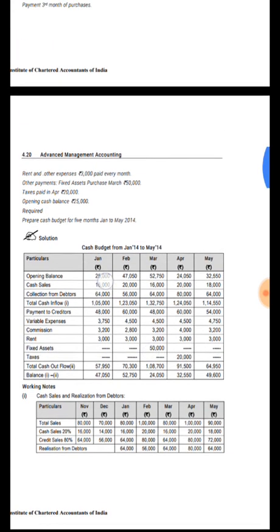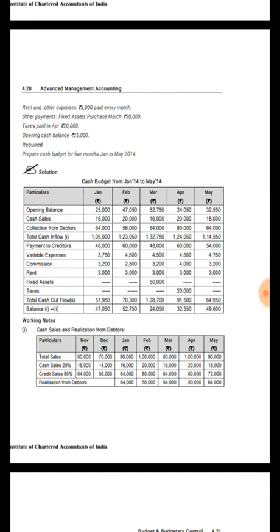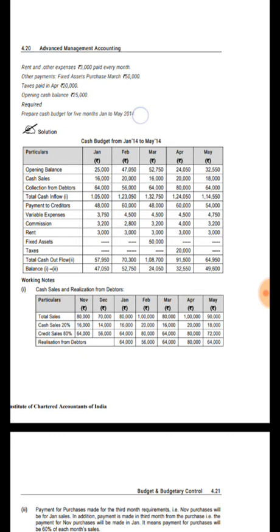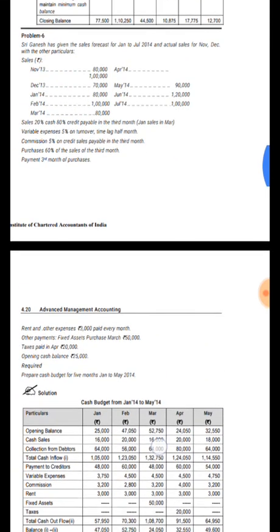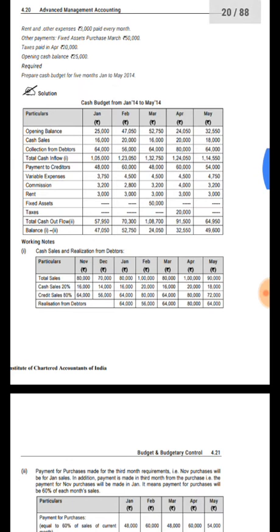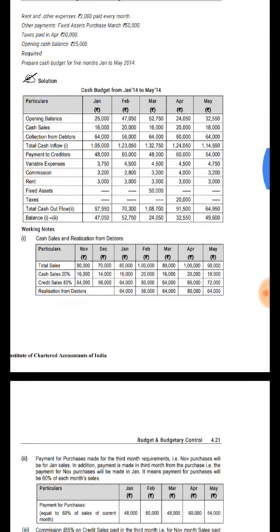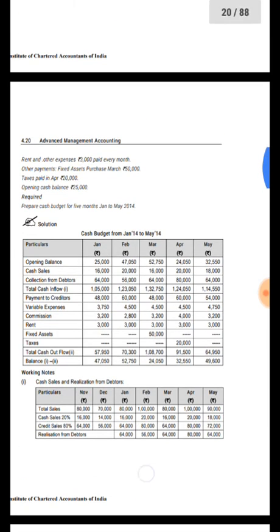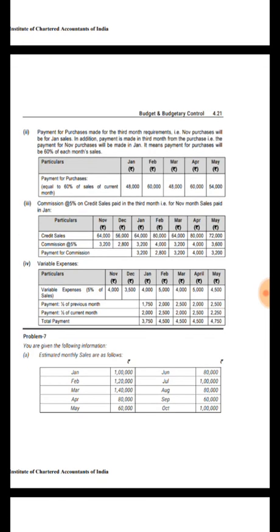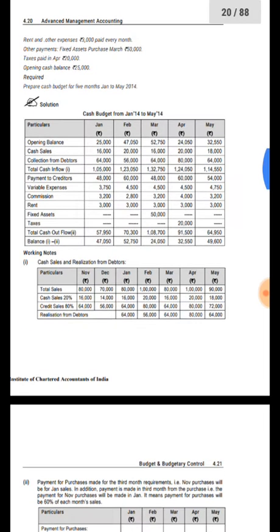now just come to this January column. Opening balance 25, cash sale, credit sale, total cash inflow 1,05,000, then payment to creditor, this 48,000 will go out. Then variable expenses there is 3,750, then commission 3,200. That's it. From here what we could take is purchase, commission and variable expenses. Purchase, so where is it? Purchase, variable expenses and commission.